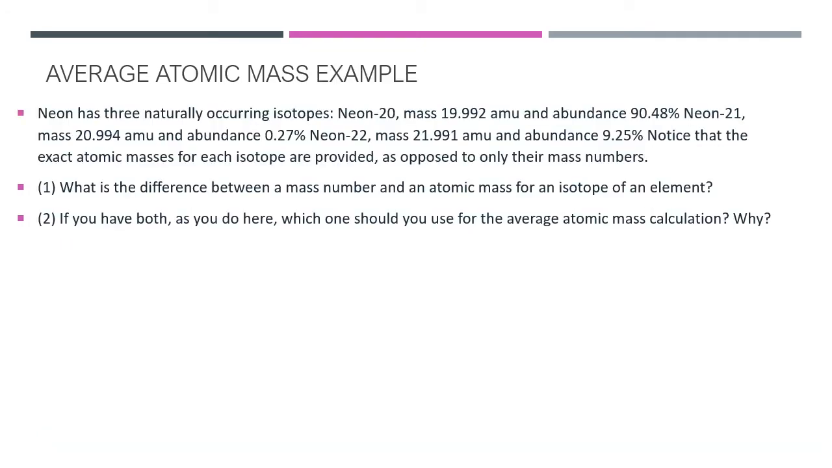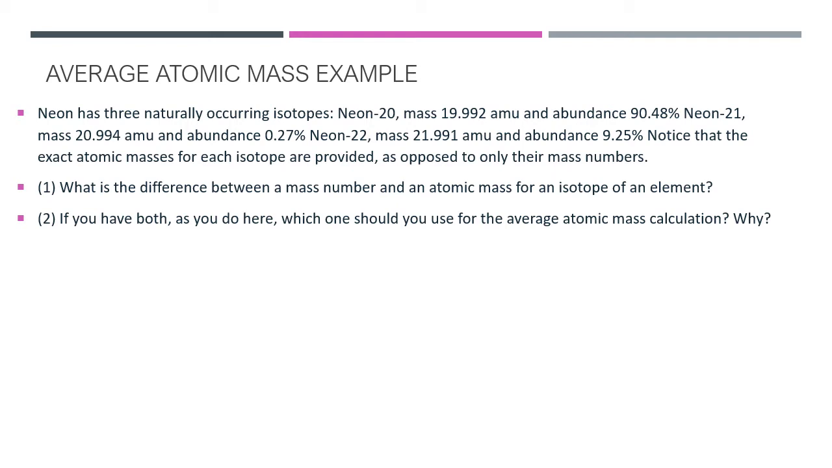And so we're going to do an example. This was from your Nearpod yesterday, but I wanted to go over it because the sig figs are kind of tricky. So neon has 3 naturally occurring isotopes. Neon 20 has a mass of 19.992 AMU and an abundance of 90.48%. Neon 21, mass of 20.994 AMU and abundance of 0.27%. Neon 22, mass of 21.991 AMU and abundance of 9.25%.